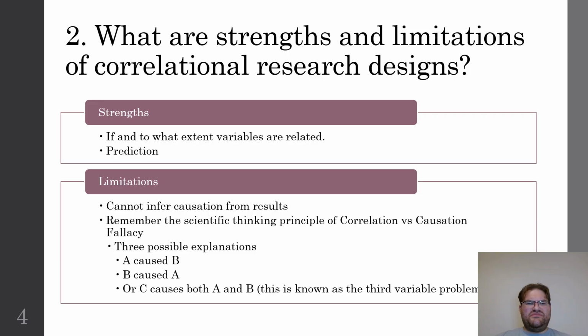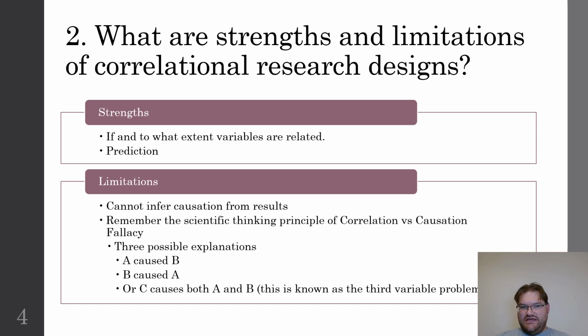What are the strengths and limitations of correlational research designs? Well, the strengths are that we can see if and to what extent variables are related. So maybe we want to understand, is depression related to students' exam scores? Then we would give students measures of depression, and at the end of the semester, we could look at their exam scores and see, is there a relationship between exam performance and level of depression.